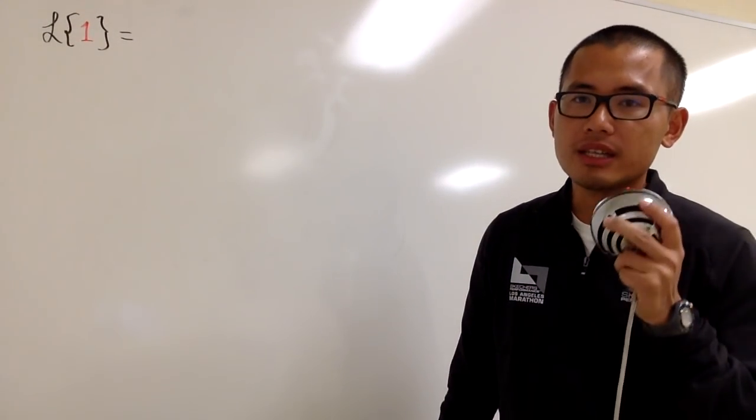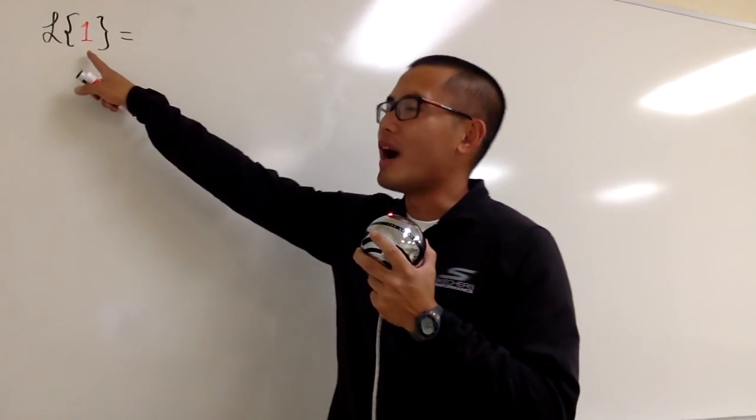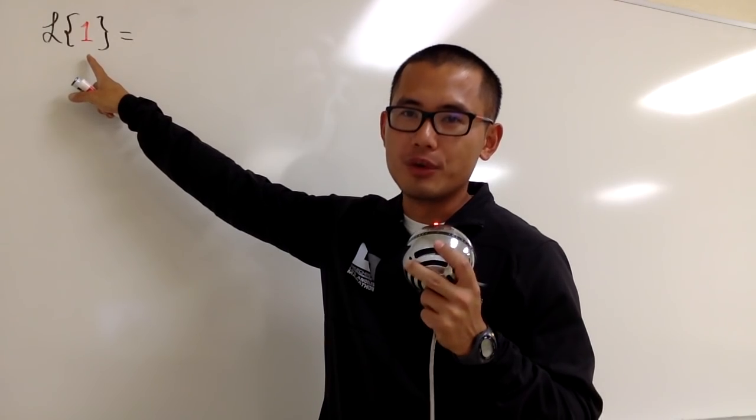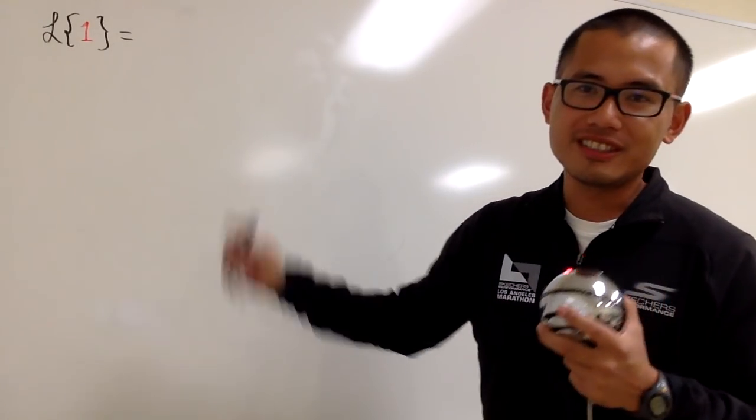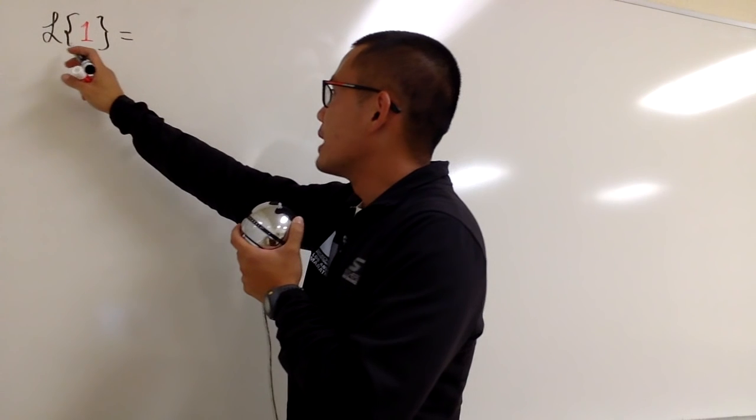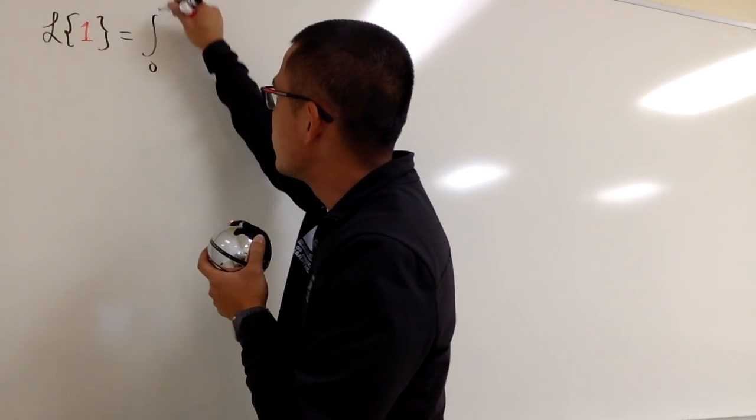Okay, we're going to work out the Laplace transform of the constant function 1. And this means f of t is equal to 1 for all t. And we'll be using the definition in this case. So let's see. The Laplace of 1 is going to be the integral from 0 to infinity.